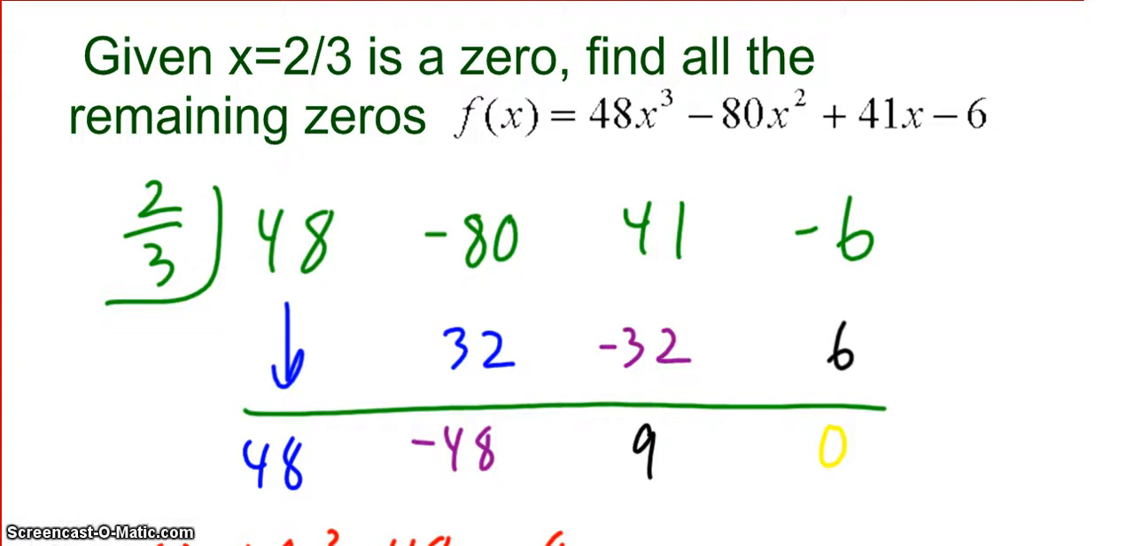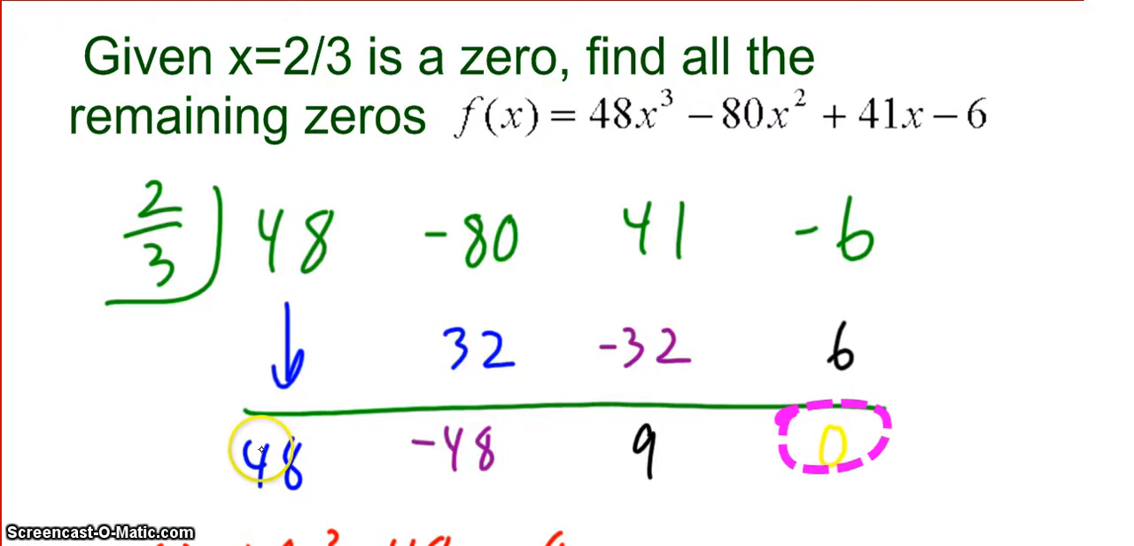Okay. So, how did we come about that? Well, I did synthetic division. So I put 2/3 in the corner, 48, negative 80, 41, negative 6. Add vertically, multiply diagonally. 2/3 times 48 is 32, negative 80 plus 32 is negative 48, times 2/3 is negative 32, 41 plus negative 32 is 9, times 2/3 is 6, 6 plus negative 6 is 0. Good thing I got 0 as a remainder, so therefore I did not mess up, and I was not lied to.